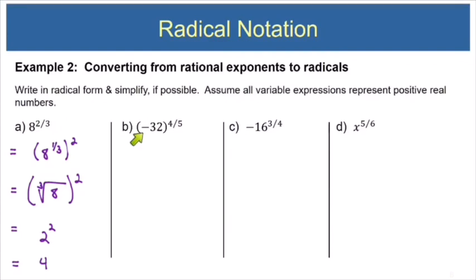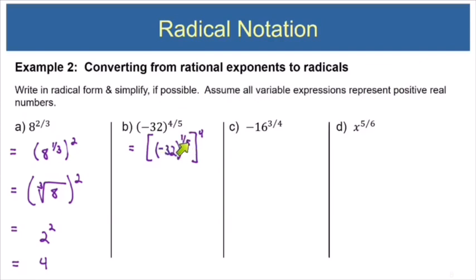Let's do the same thing on part B. So we have negative 32 in parentheses raised to the 4/5 power. The parentheses are telling us that both the negative and the 32 are being raised to the 4/5 power. So first let's separate this into 2 separate exponents. We're going to have negative 32 in parentheses raised to the 1/5 because 5 was the denominator of our exponent. And then that whole thing is going to be raised to the 4th.